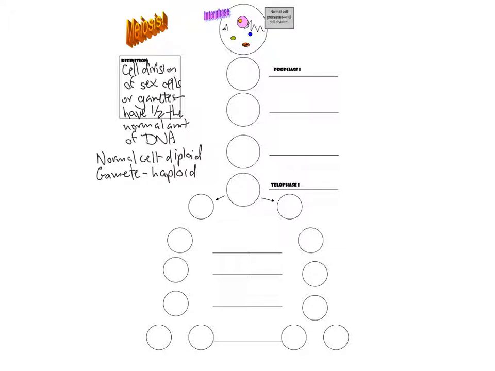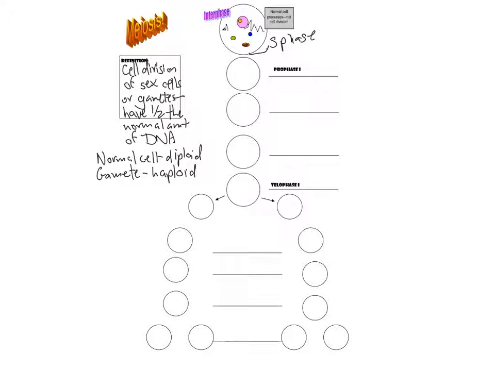So, all right, so let's start at the top. Okay, so if we start at the top, I've already got it labeled. That's interphase. Cell's doing its normal cell thing. This starts the exact same way that mitosis does. So we have S phase, where the DNA replicates, and it's doing its normal stuff. Okay, so here's the cell, and it's doing its normal stuff.